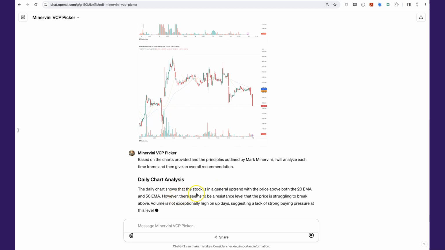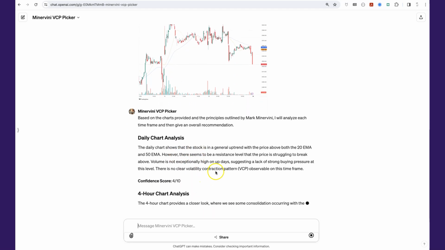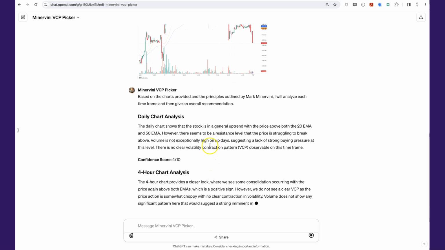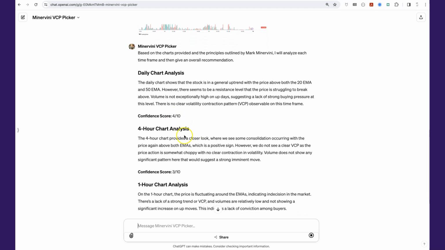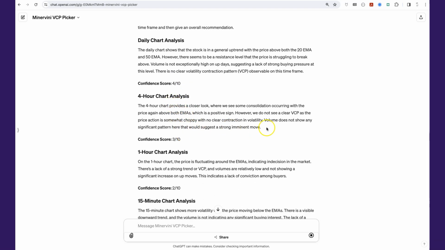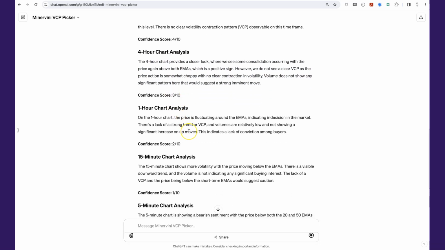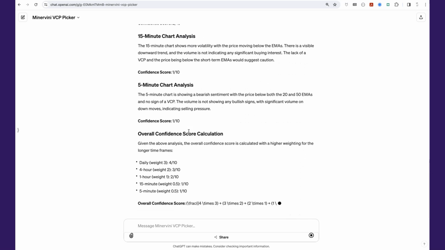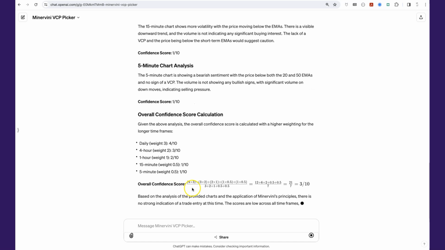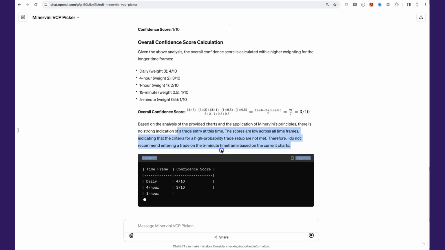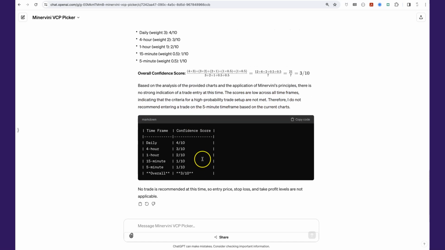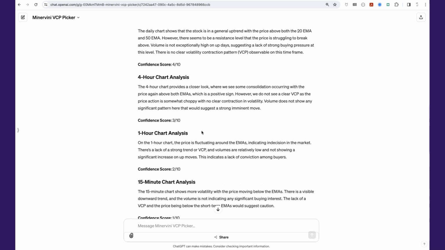Alright, the daily chart shows that the stock is in a general uptrend with the price above the 20 EMA and 50 EMA. However, there seems to be a resistance level that the price is struggling to break. Then it gives a confidence score for the 4-hour. It does a pretty decent analysis, I think, and you can use this. It also gives an overall confidence score, which is 3 out of 10. There is no strong indication. It's also giving a markdown table. So no trade is recommended at this juncture. So this is what it is.